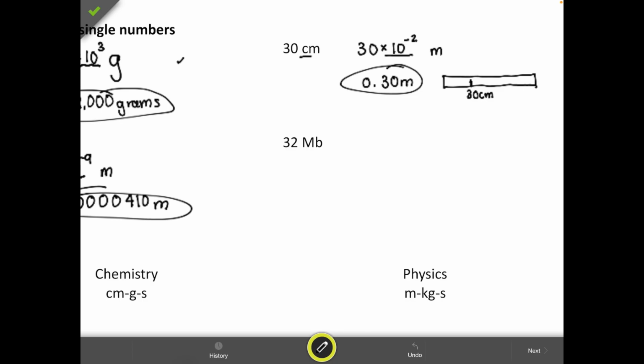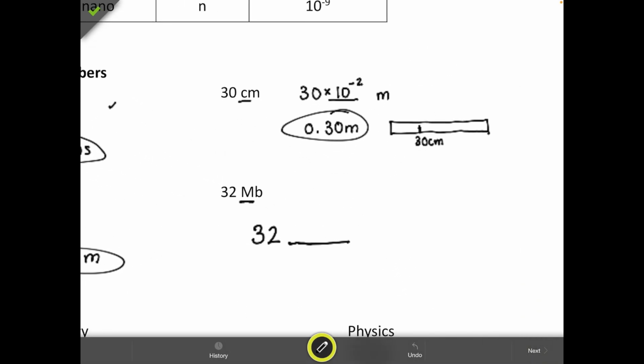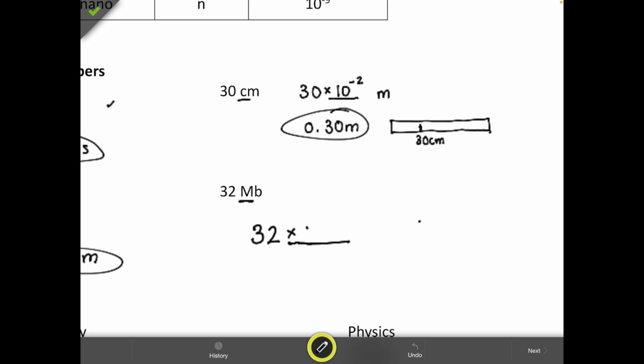So last one, 32 megabytes. And you might have seen this when you're looking at download speeds. It might say something like megabytes per second. This is from a data science, computers perspective. So the 32 stays the same. I'm going to replace M with mega. Mega's conversion factor is 10 to the sixth. So 32 times 10 to the sixth, and bytes stays the same. So this data is 32 million.